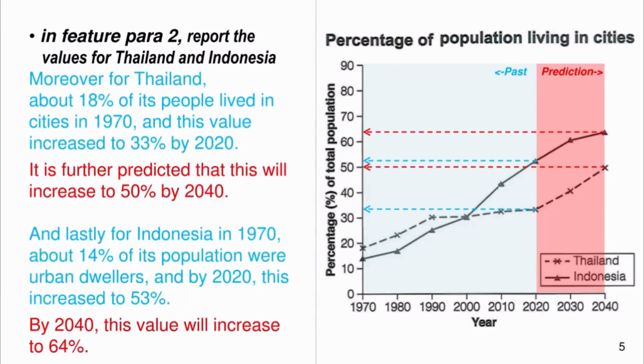In feature para 2, report the values for Thailand and Indonesia. Moreover, for Thailand, about 18% of its people lived in cities in 1970 and this value increased to 33% by 2020. It is further predicted that this will increase to 50% by 2040. And lastly, for Indonesia, in 1970, about 14% of its population were urban dwellers and by 2020, this increased to 53%. By 2040, this value will increase to 64%.